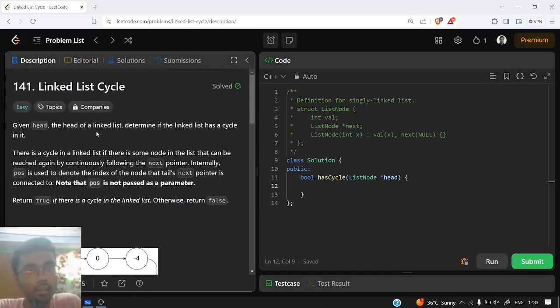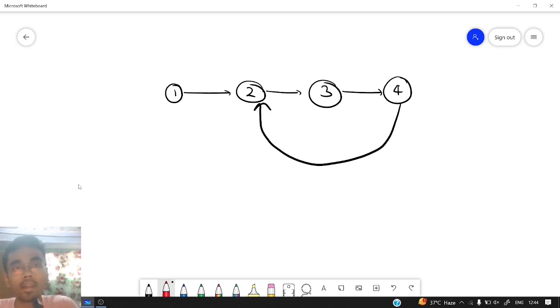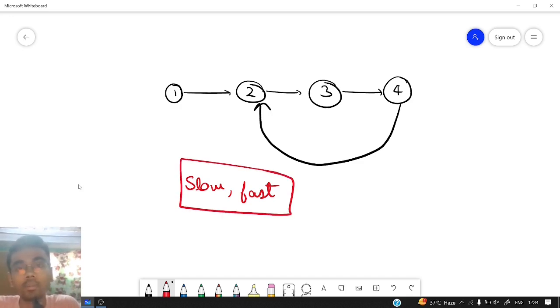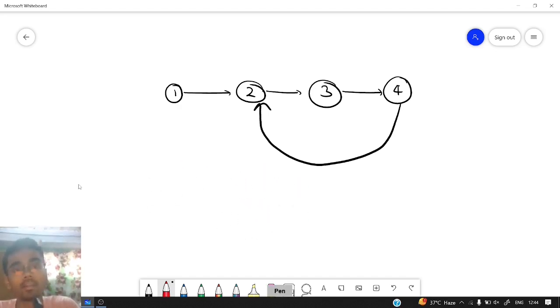So let us see now how we will solve this question. Let us take this example and see how we can detect the cycle. Before that, in the previous video I told you the concept of slow pointer and fast pointer, and I also told you that this concept is used in many linked list questions. So today we will solve this question again with the help of slow pointer and fast pointer. Let us see how we can solve this question and detect a cycle in a linked list.